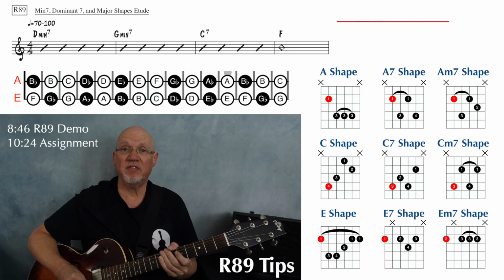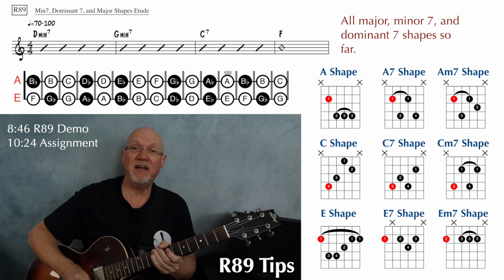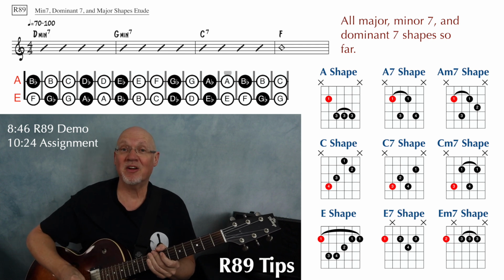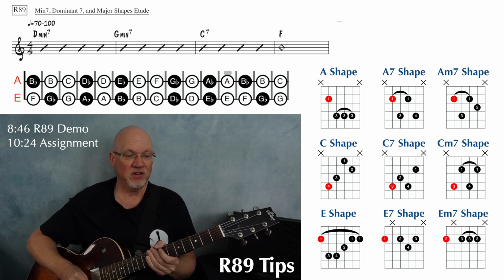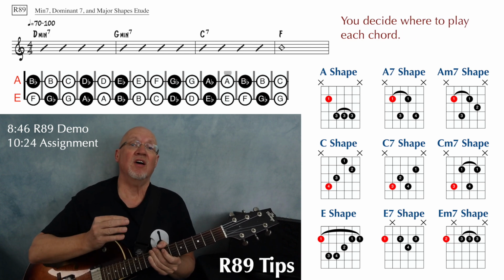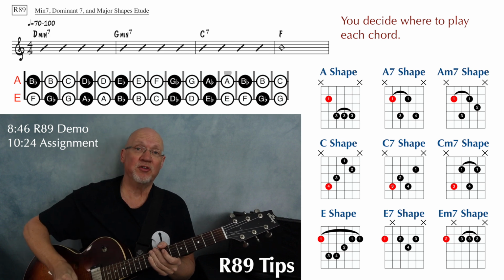On page 67, we have number R89, this minor 7, dominant 7, and major shapes etude. As you can see, it's just a whole bunch of, well, minor 7s, dominant 7s, and major chords. There are no indications about where you're supposed to play those. That's up to you to decide. I'll show you how I'm going to do it, but we'll talk about some alternatives as well.